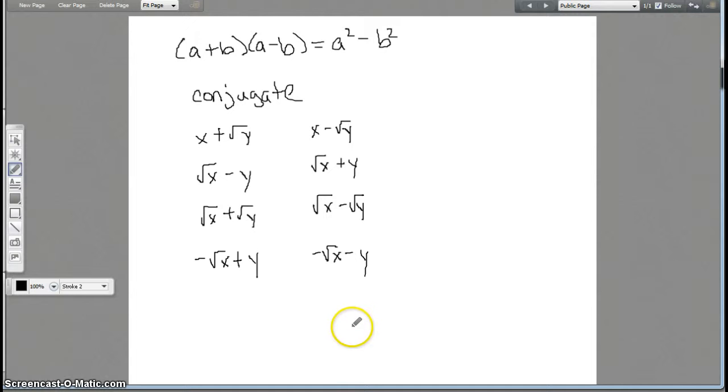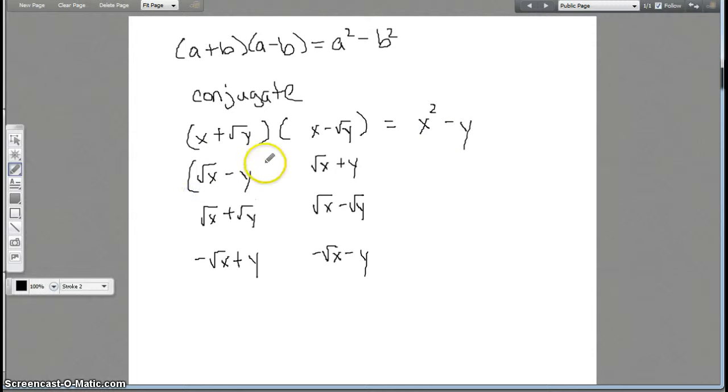Now I want you to notice when you multiply x plus square root y times x minus square root y, which are conjugates of each other, what you will end up with is the square of the first term, which is x squared, minus the square of the second term, which is just y, because the square root of a number times the square root of the same number is the number you were taking the square root of. So if you have square root 3 times square root 3, that's 3. If you have square root 937 times square root 937, that's 937.